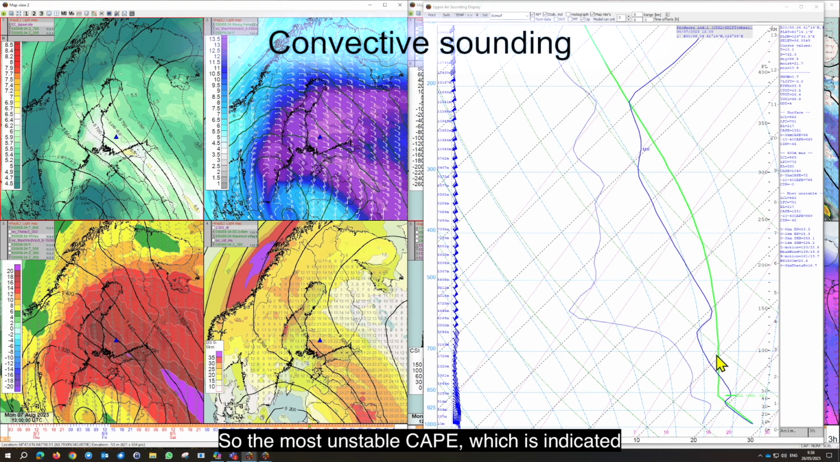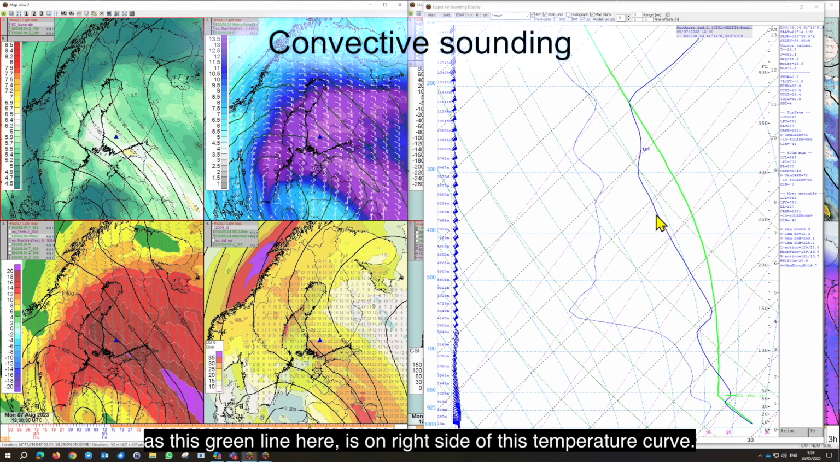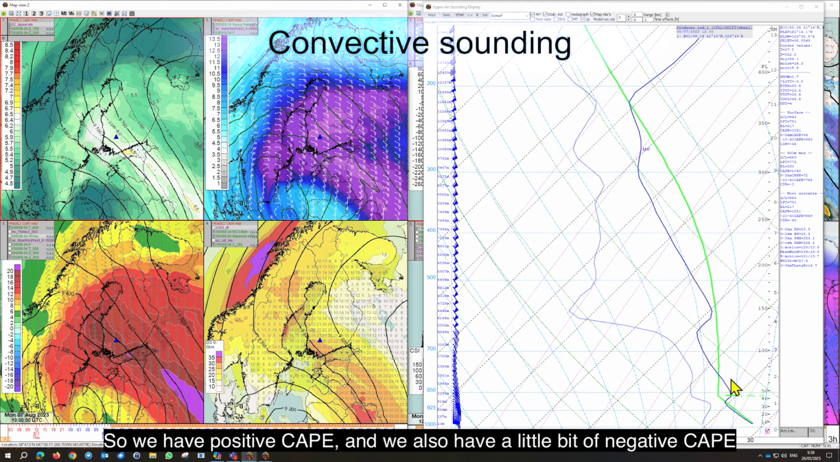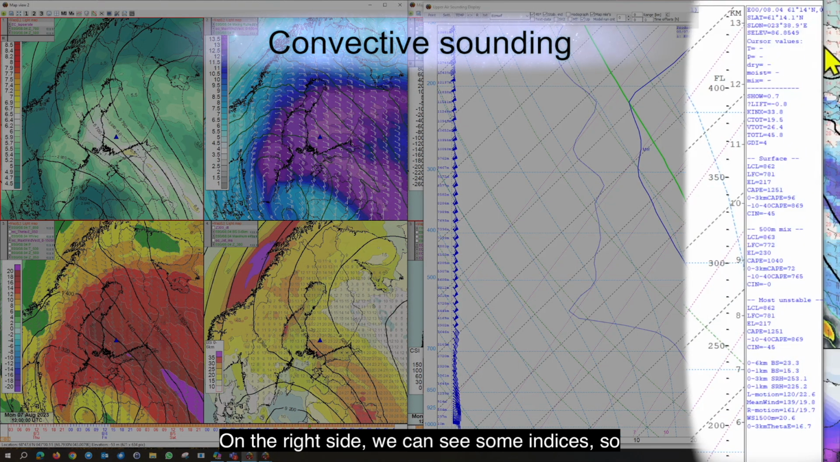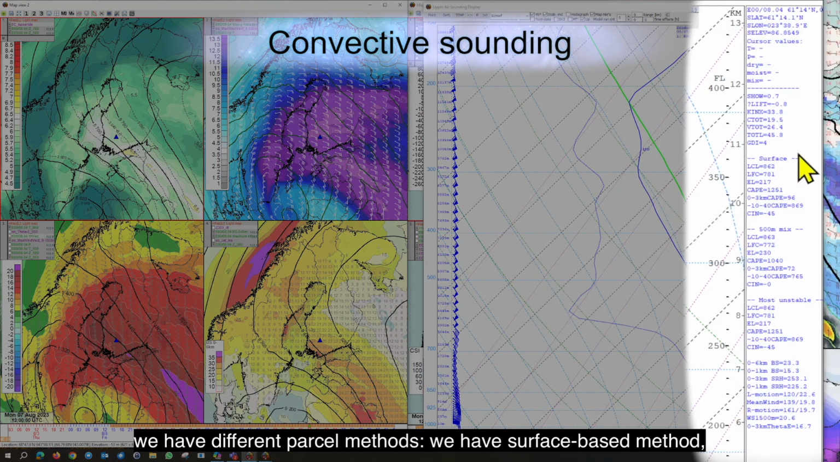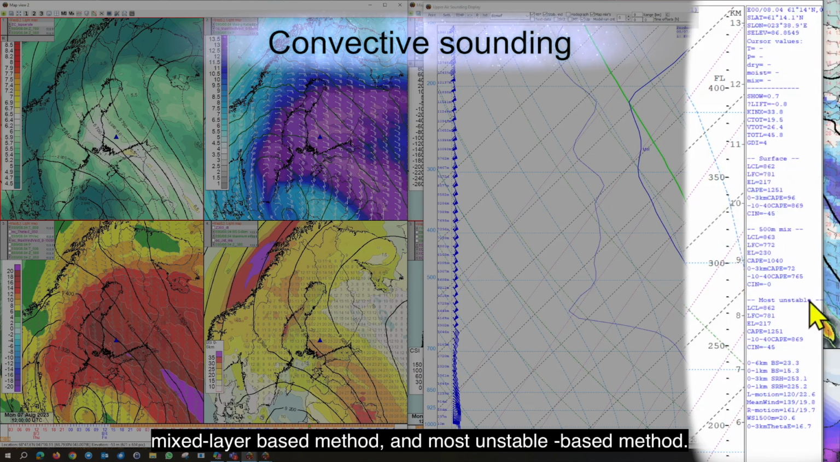So the most unstable CAPE, which is indicated as this green line here, is on the right side of this temperature curve. So we have positive CAPE, and we also have a little bit of negative CAPE here at the bottom, which is called CIN, so convective inhibition. On the right side, we can see some indices. So we have different parcel methods. We have surface-based method, mixed layer-based method, and most unstable-based method.